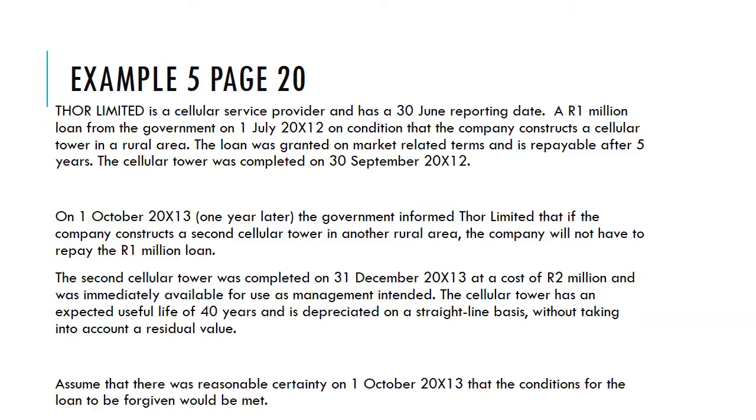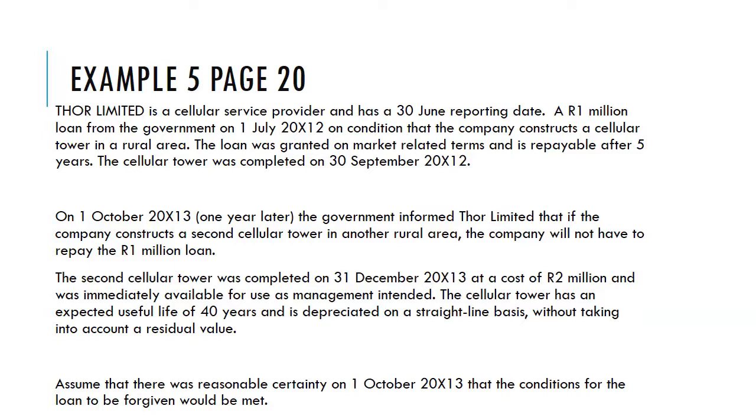Then the second cellular tower was completed 31 December 2013 at a cost of 2 million and was immediately available for use as management intended. The cellular tower has an expected useful life of 40 years and is depreciated on a straight line basis without taking into account the residual value. And that 40 years is what we use for our paragraph 12 systematic basis. Assume that there was reasonable certainty on 1 October that the conditions for the loan to be forgiven will be met, so we can recognize it on that date.